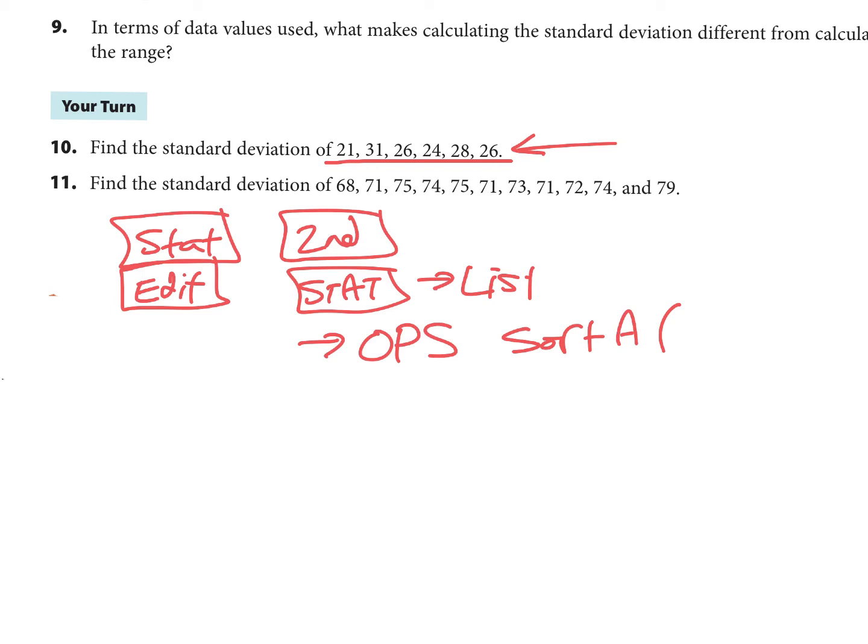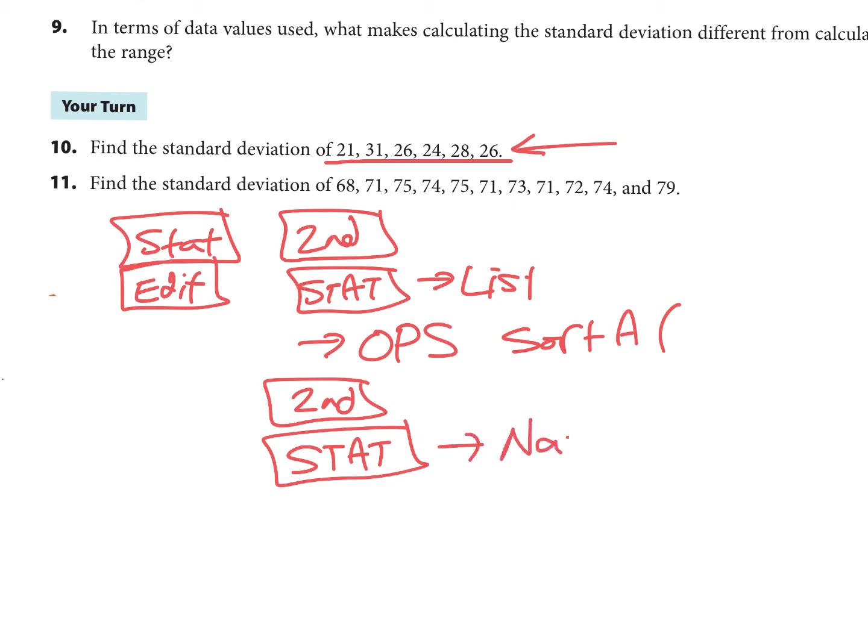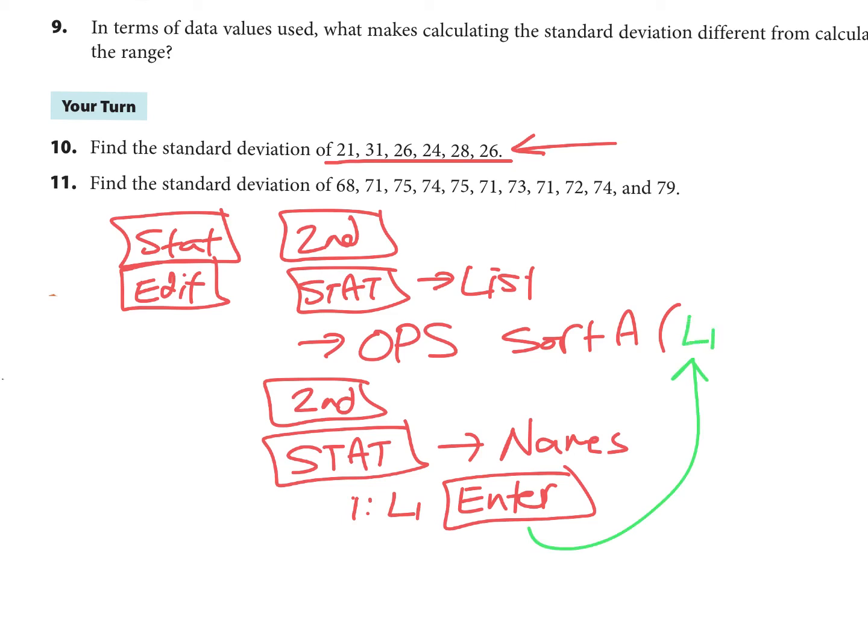Now the way you do that is you press Second again, Stat button again. If you do that, then it pulls up your names, which are your list names, and you're going to select number 1, which is L1. So then you just press Enter, and then this is going to go right here, and it's going to put L1. Then you close the parentheses and press Enter again, and then it's going to say Done. And what that means is it's listed those now in ascending order. So this whole list is now in ascending order.